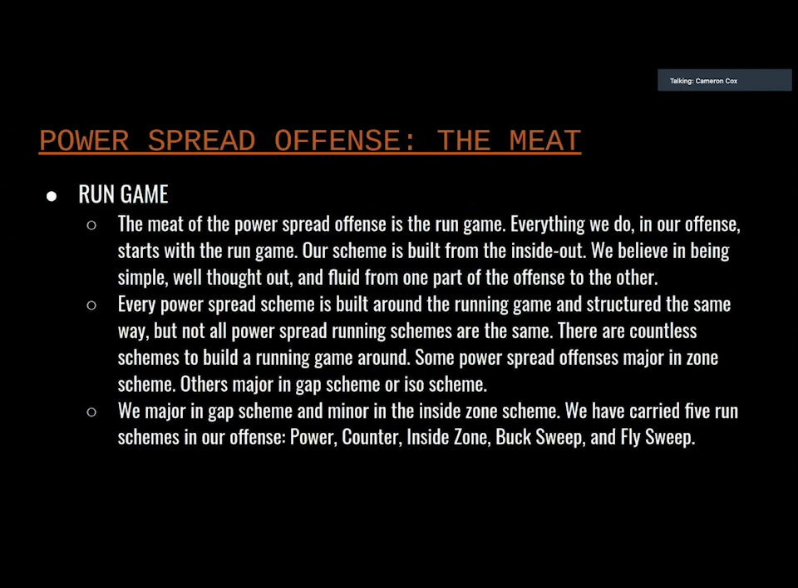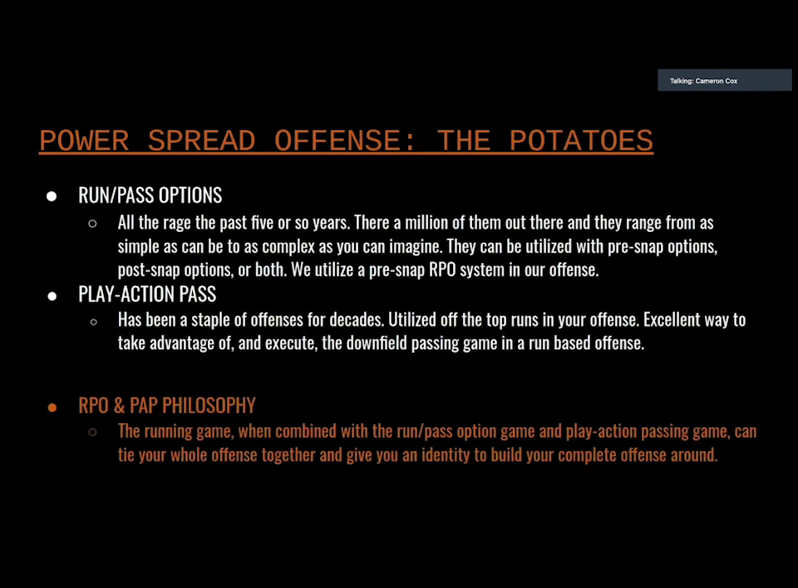So since 2016, we have carried 5 run schemes in our offense. Power and counter is our bread and butter. We attack off tackle with power and counter. Inside zone is the way that we attack the interior of the defense. Buck sweep is a little bit wider than an off tackle play. It's going to hit off the butt of our H-back ideally. And then fly sweep is how we attack the perimeter of the defense. So the meat of our offense is the run game, and that's how we do it. Moving on, power spread offense, the potatoes. So we're getting into the meat and potatoes of everything.